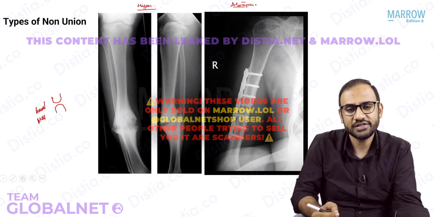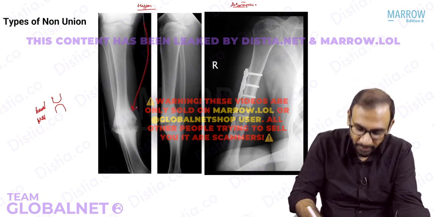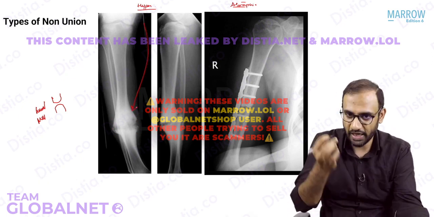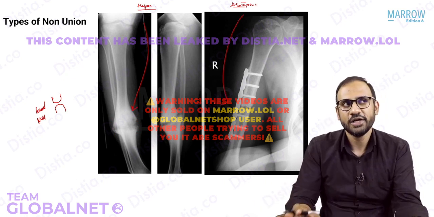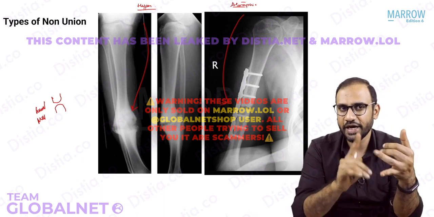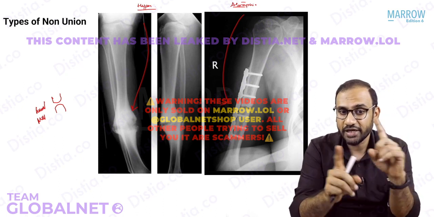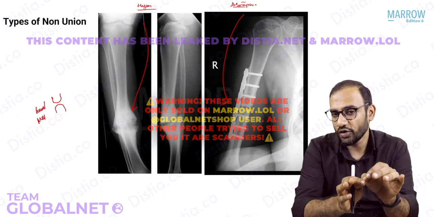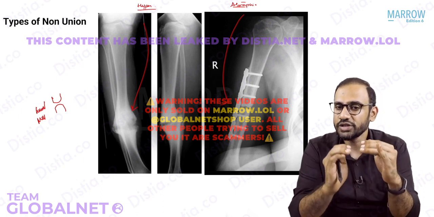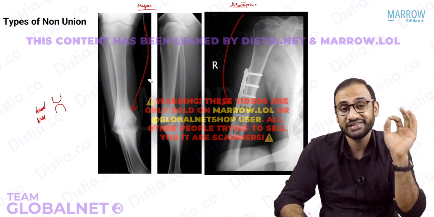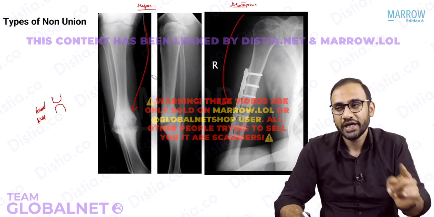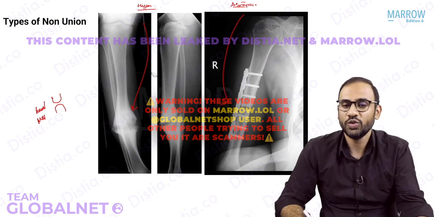The difference is that in hypertrophic non-union there is some callus, at least no bridging callus, but callus is there. But in atrophic non-union there is no callus at all. So hypertrophic non-union: fracture line visible, ends smooth and sclerotic, exuberant callus but no bridging callus. Whereas atrophic non-union: fracture line visible, ends smooth and sclerotic but no callus. So in hypertrophic non-union there is callus but there is non-union. In atrophic non-union there is no callus.